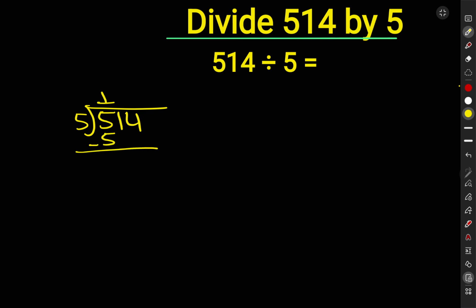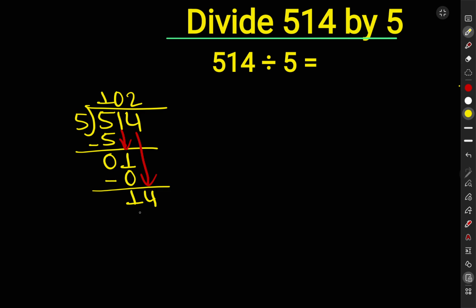On subtracting we get 0. So now we put down this 1 and 5 times 0 means 0. On subtracting we get 1. So again we put down this 4 and it is 14.